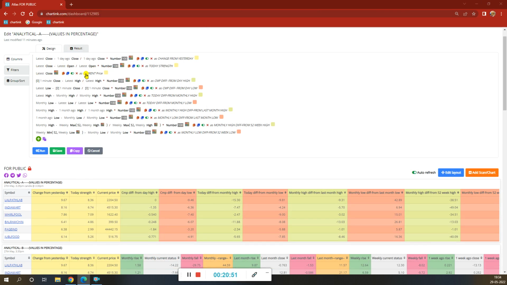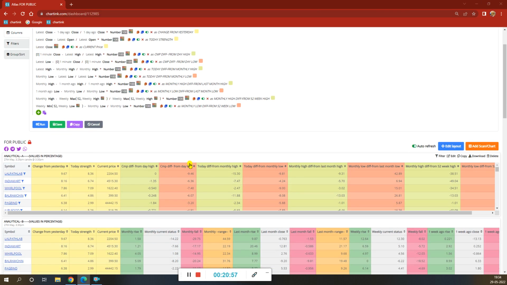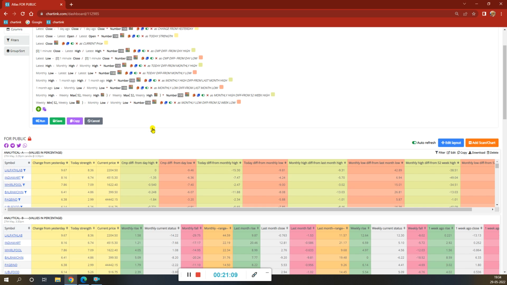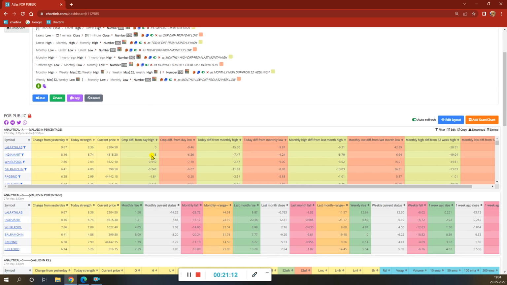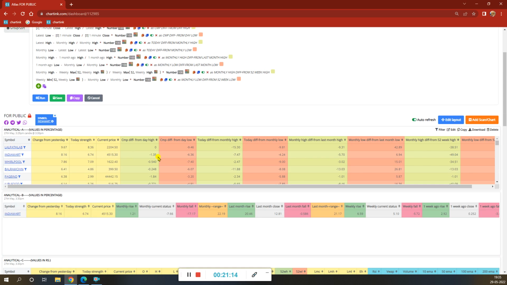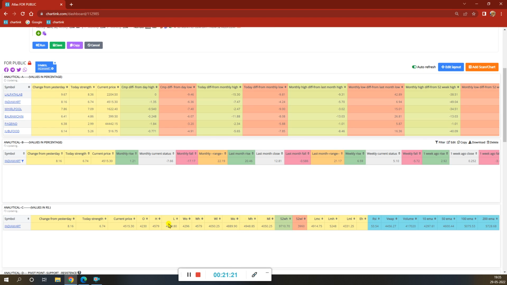This is the latest close price. This is the 1 minute close from the above high. So as an example, this is CMP difference from day high, which means when the stock went up to what rupees? India Mart. Let's click on it. India Mart is down approximately 1.35% from its day high. What was the day high? Look at this. The day high for India Mart was 45.79, and what is the price right now? 45.15. Now it tells you the difference between today's high and the price.